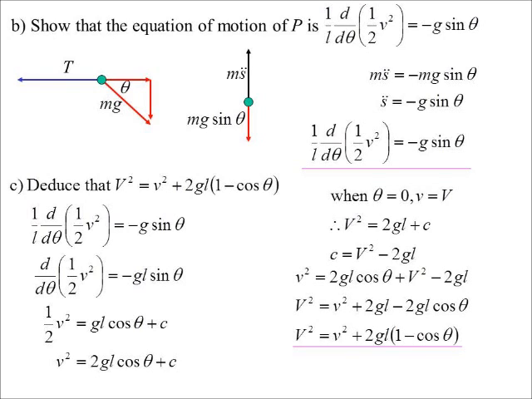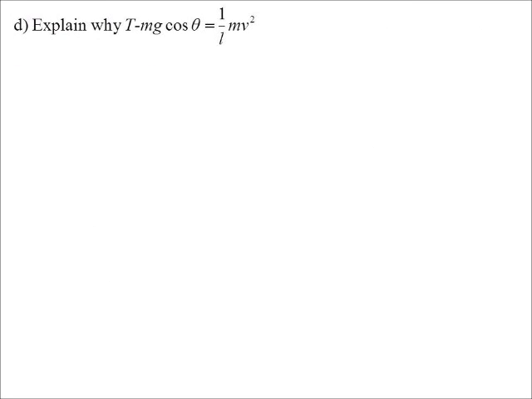Subbing that in, a little bit of factorisation, and we get the lovely expression that they want us to look at. Okay, but there's more. Explain why T minus mg cos theta will equal 1 on L mv squared.